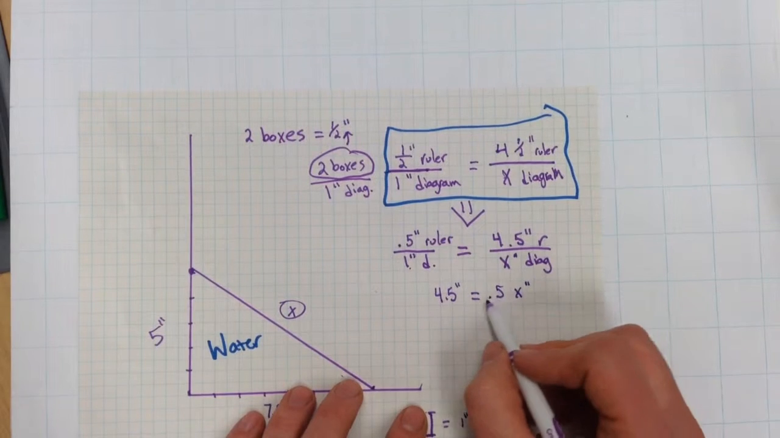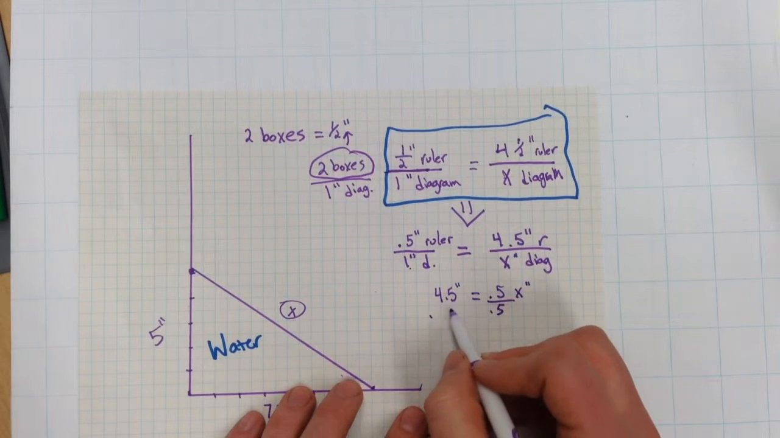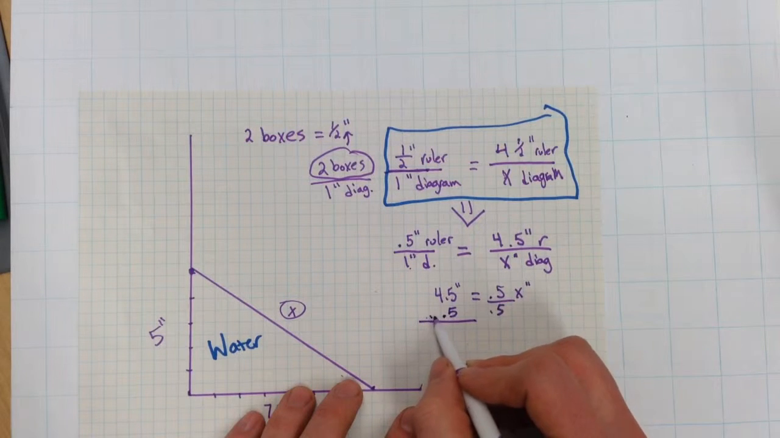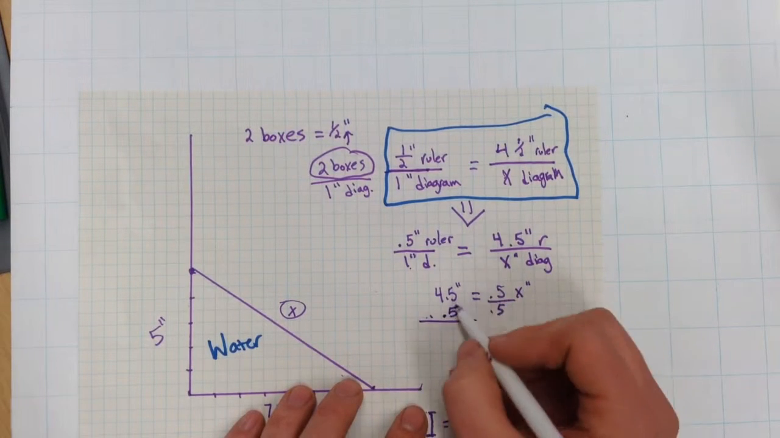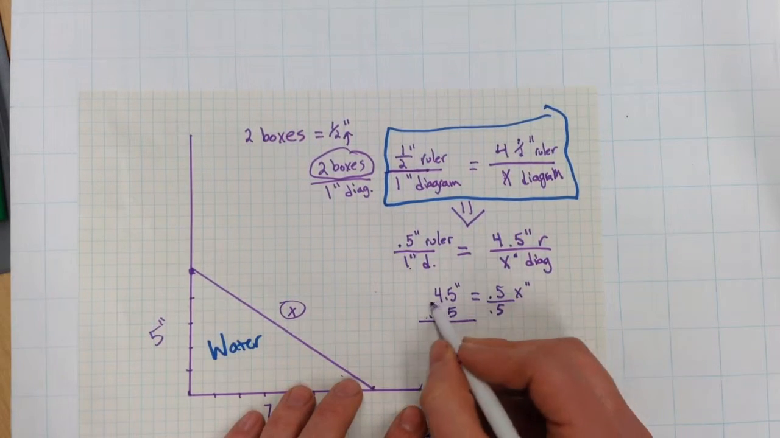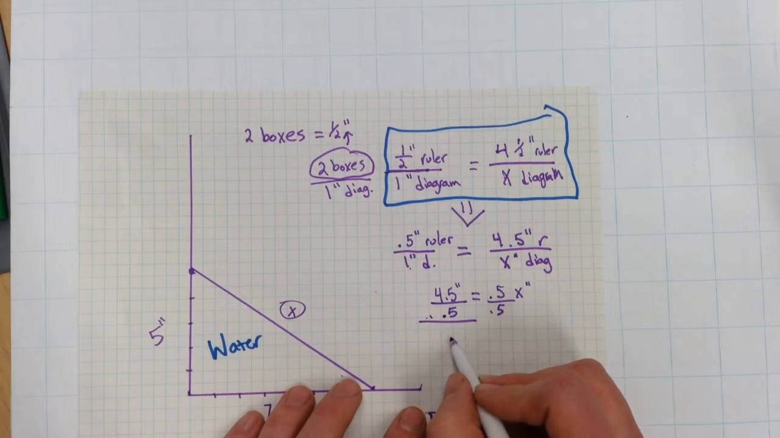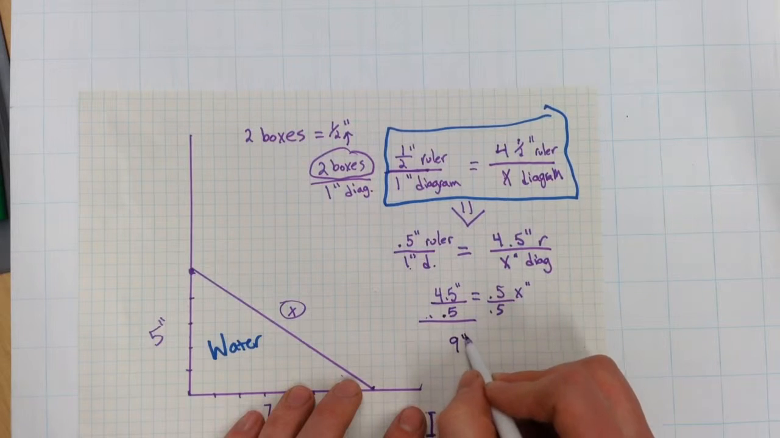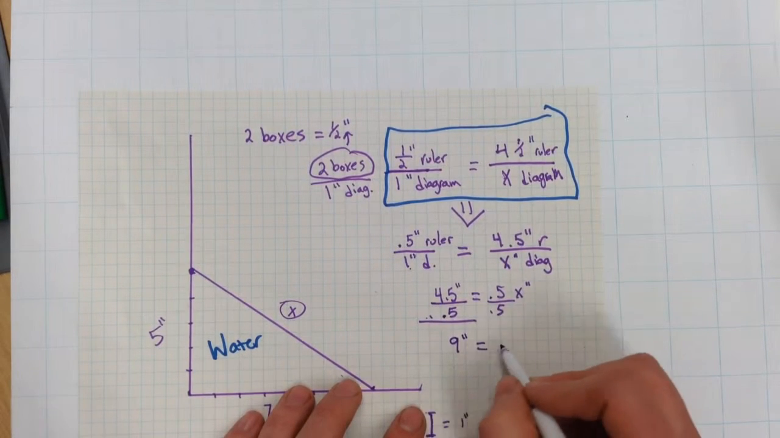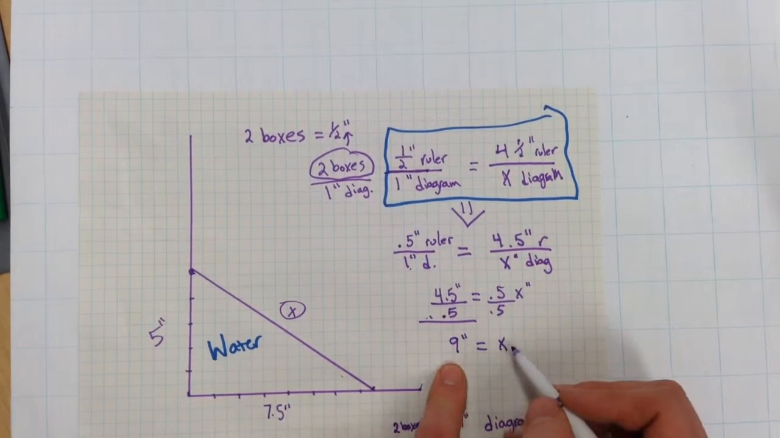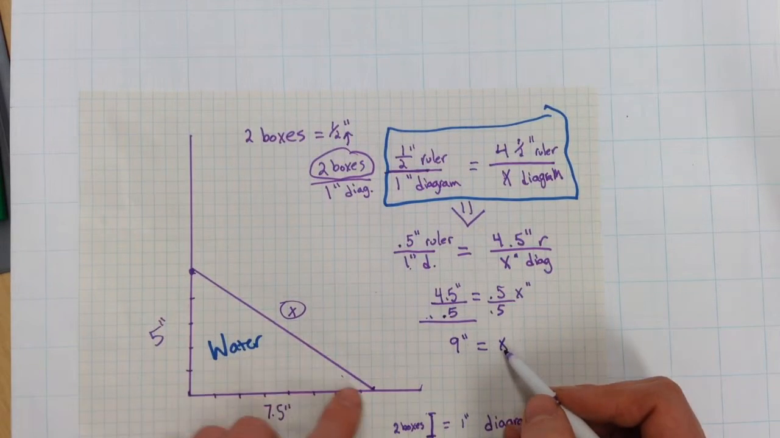Divide each side by 0.5. When we divide by 0.5 or a half, we actually end up just doubling it. And that gives us 9 inches equals x.